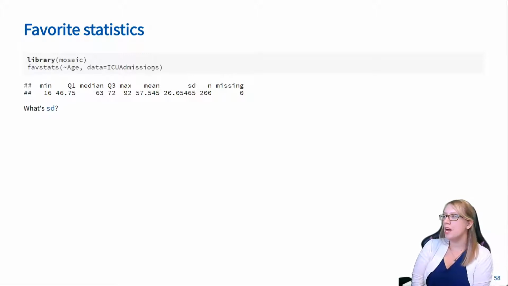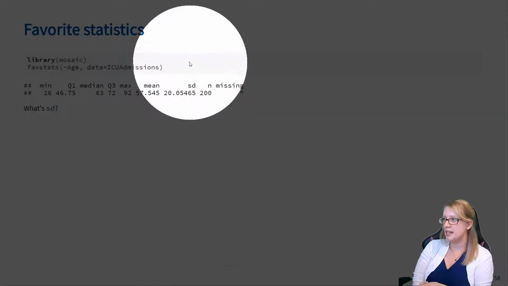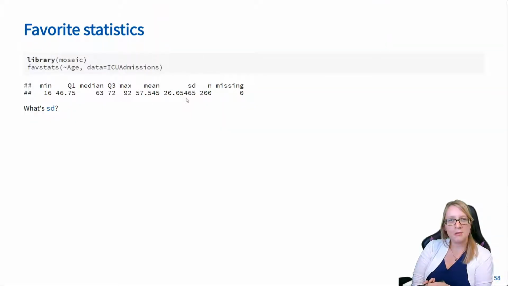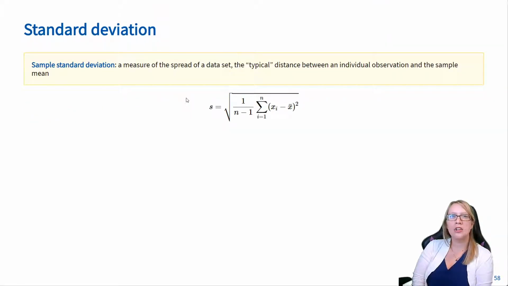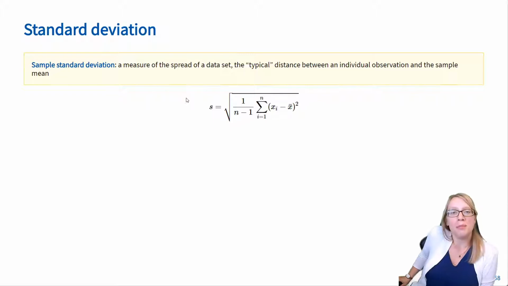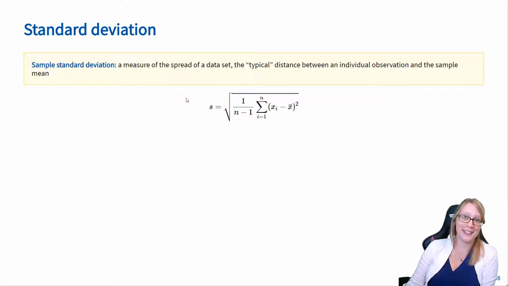Now, let's point out one of these statistics, SD. That might be something new for you. It's an incredibly useful summary statistic called the standard deviation. So the sample standard deviation is a measure of the variation of a data set. What it tells us is really the typical or the usual distance between an individual observation and the sample mean. So how far a typical observation falls from the average.